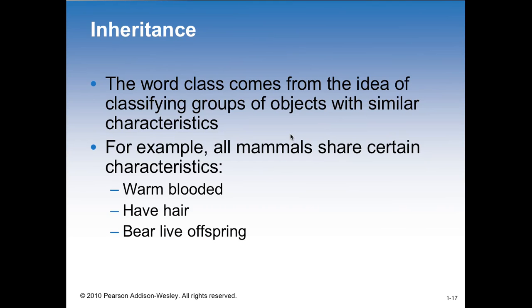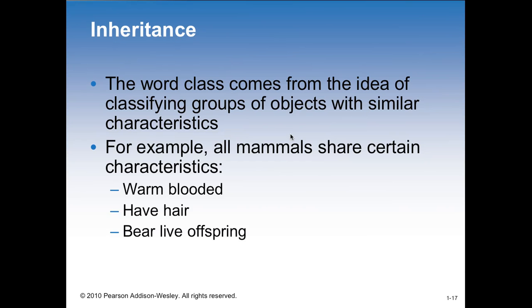So the word class comes from the idea of classifying. Actually, from classifying as a word, groups of objects with similar characteristics. So a class is a collection. It's an unsorted, nonlinear collection, if you think about it, as a data structure. Because a class has data members, member functions in there. It's a collection of stuff in there. Class variables, instance variables, all sorts of different stuff. It is by default a collection.